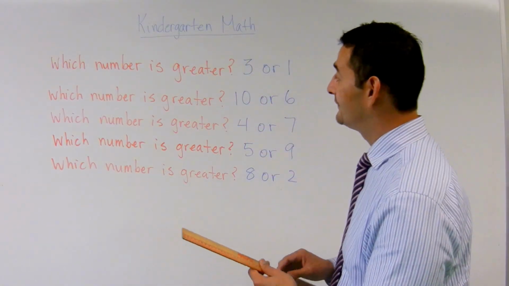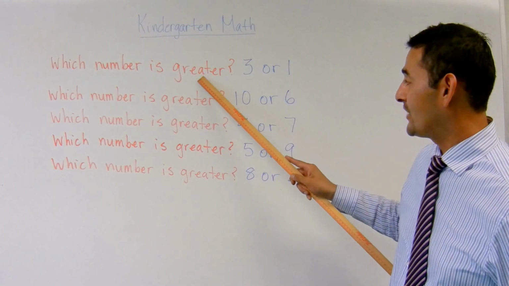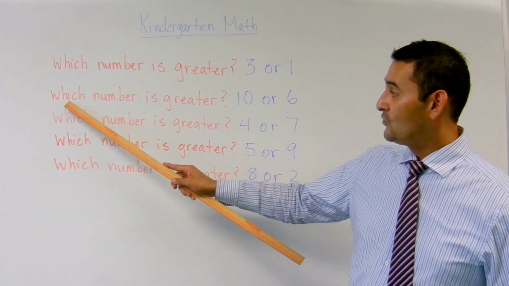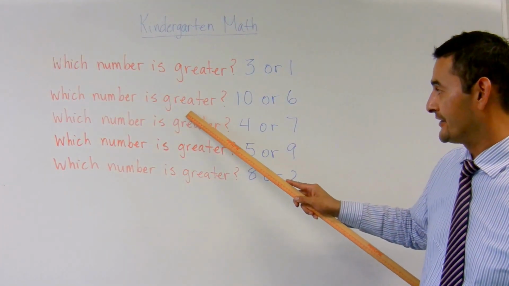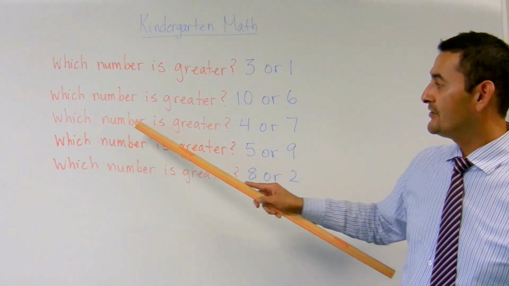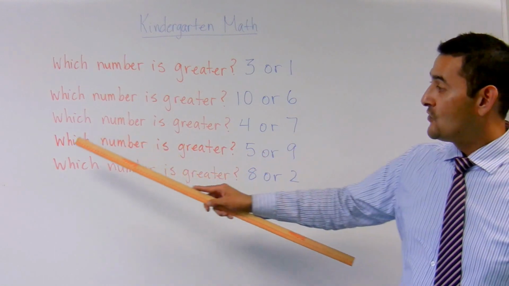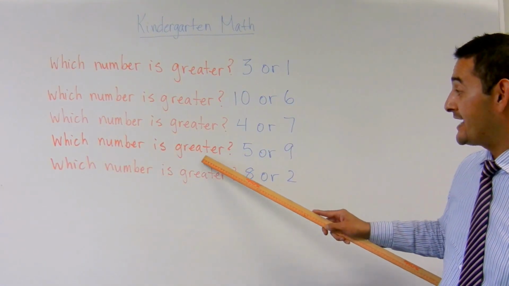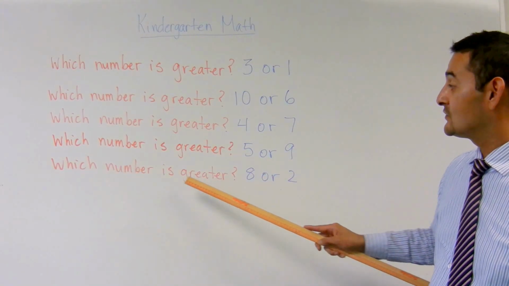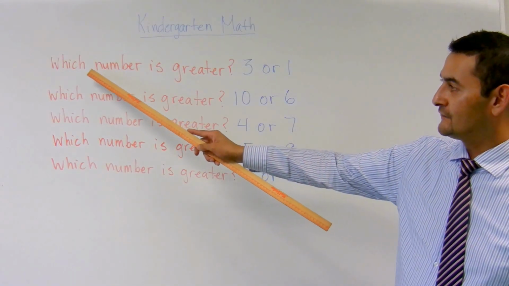So here we have a sentence that says, which number is greater, 3 or 1? The next one says, which number is greater, 10 or 6? Which number is greater, 4 or 7? Which number is greater, 5 or 9? Which number is greater, 8 or 2? So let's go ahead and take a look at this first one.